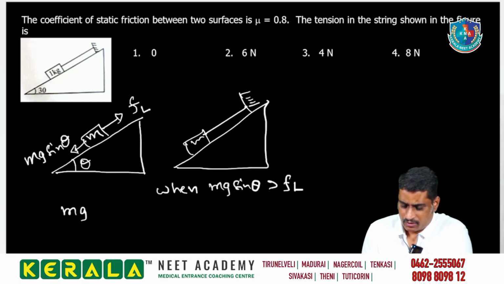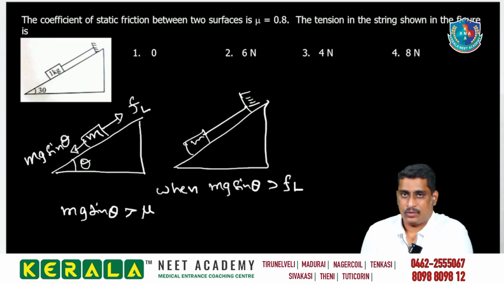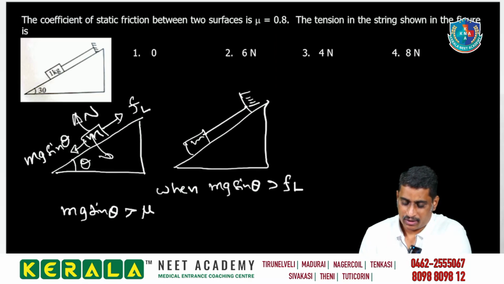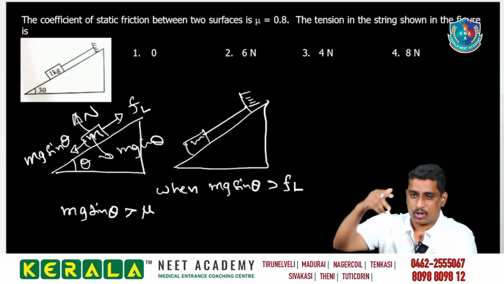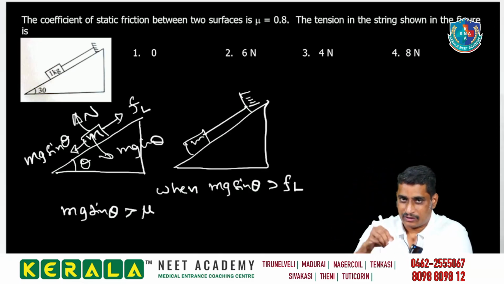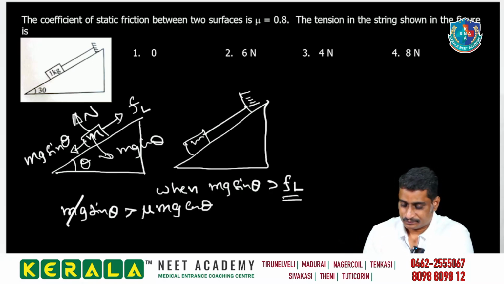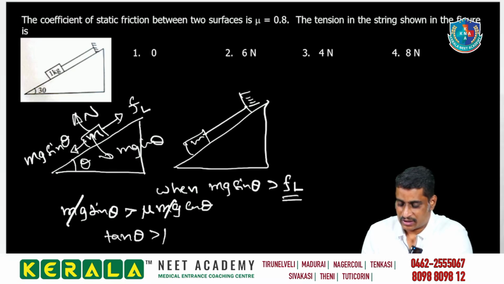Then mg sin theta is greater than FL, mu into normal force. Here, the normal force will be balanced by mg cos theta. Over the inclined plane, N and mg cos theta will be balanced. So directly I will write FL. FL is nothing but mu into normal force. Normal force is nothing but mg cos theta. So from this we can write tan theta is greater than mu.